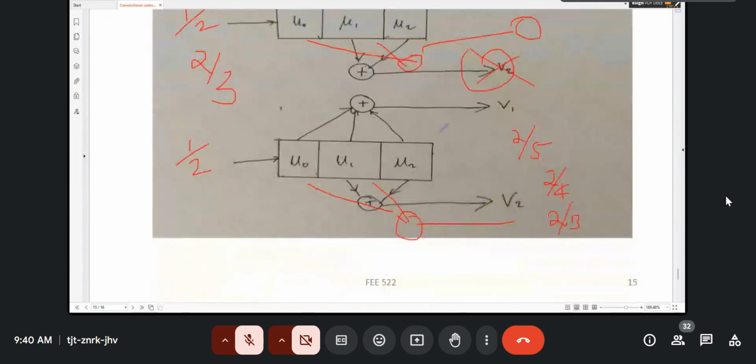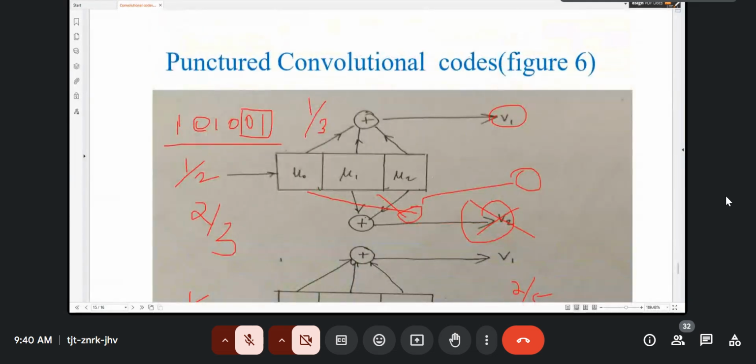So it will not be that you are puncturing all these 3. You can decide, I use 2 here and one here, or use two here and one here. And it improves its error correcting capability.